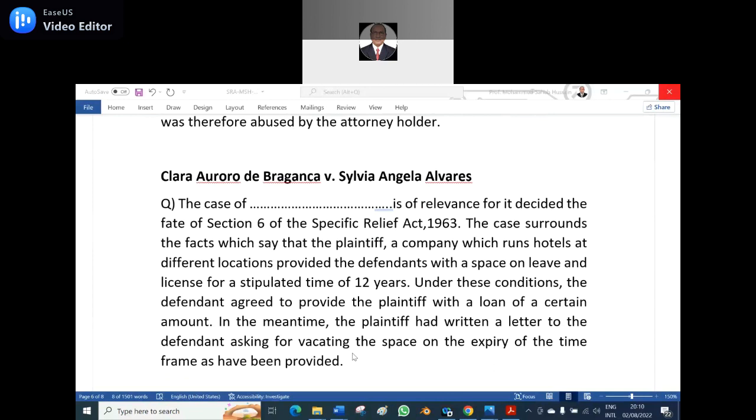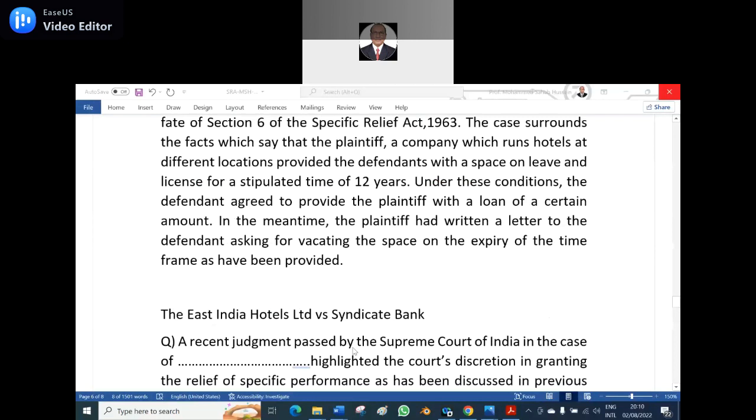What is the name of the case law? They have given the lease for 12 years. Of course, when the expiry time is there, they want it to be vacated. The plaintiff had written a letter to the defendant asking for vacating the space on the expiry of the term. Time, what is the time? 12 years. Frame has been provided. It is observed in East India Hotels Limited versus Syndicate Bank. That is the case law.